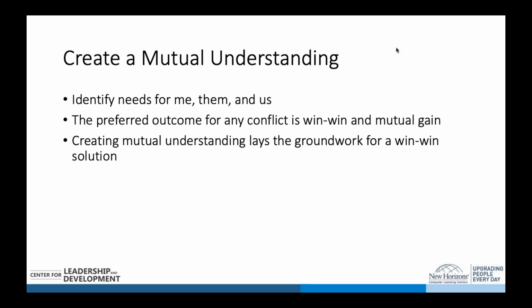So I understand what another group needs, and they understand what I need. And through that shared understanding, we start creating the possibility for conflict resolution which is win-win and mutual gain. This is what we're always trying to work towards: cooperation and this win-win scenario. So creating an understanding lays the groundwork for this. It's important that we get people to put themselves in other people's shoes, understand where they're coming from, and understand why that's important to them.